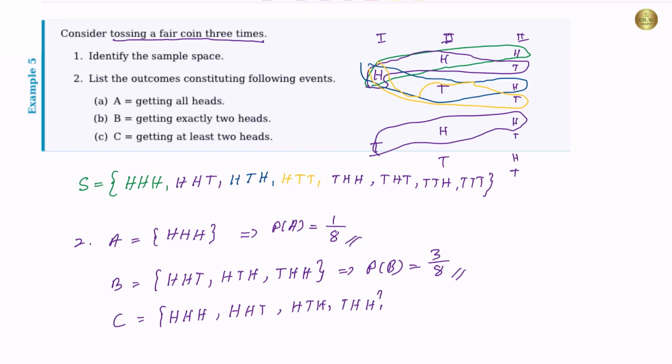That's it. So, how many elements of C? Probability of C equals 4 elements divided by 8, that is 1 half.